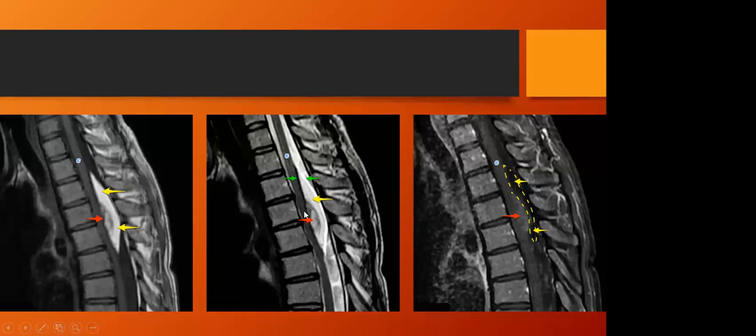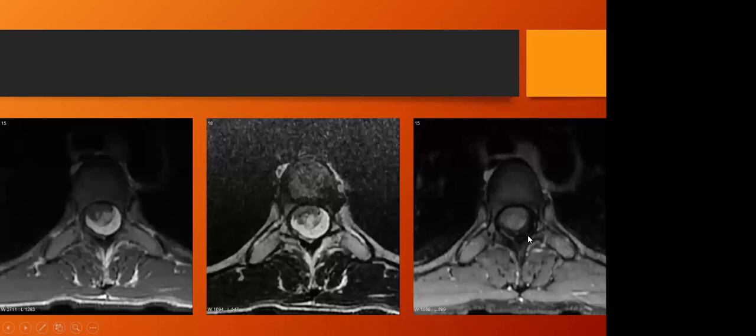This is on T2, mixed signal, and takes usually no enhancement. This is T1, this is T2 with mixed signal, and after contrast, it takes no enhancement.